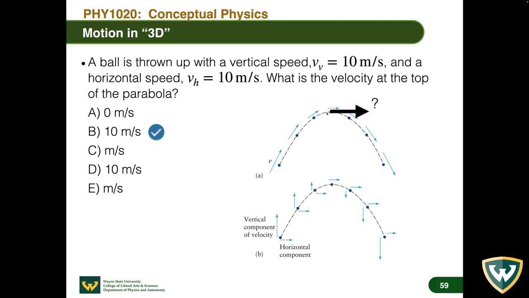And because there is no force applied horizontally in this problem, there is no acceleration or deceleration. So the speed of the ball along the horizontal axis remains 10 meters per second all throughout this parabolic motion. So as it reaches its maximum height, the ball is at 10 meters per second horizontally.